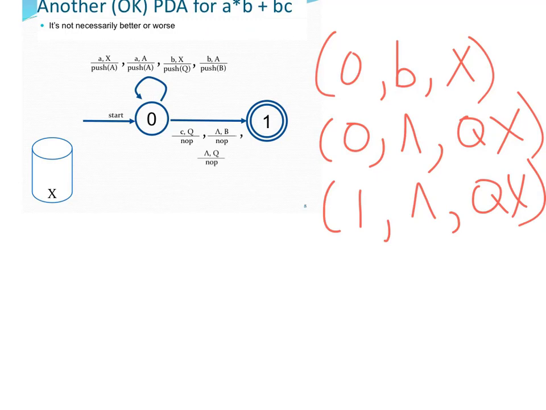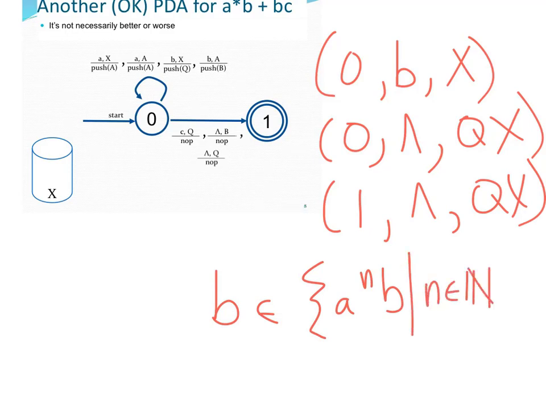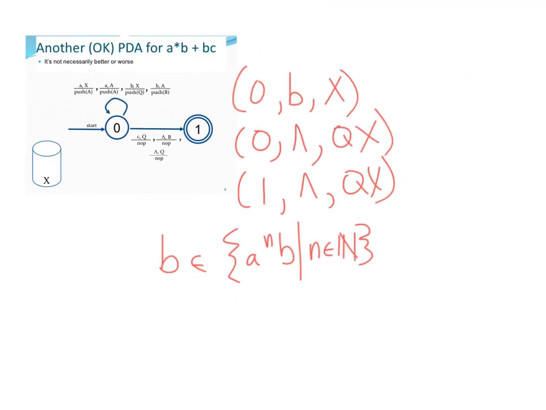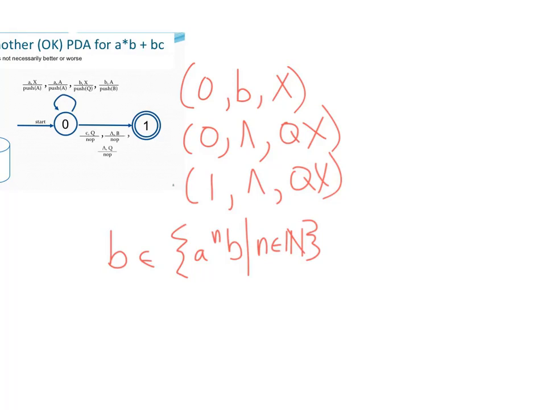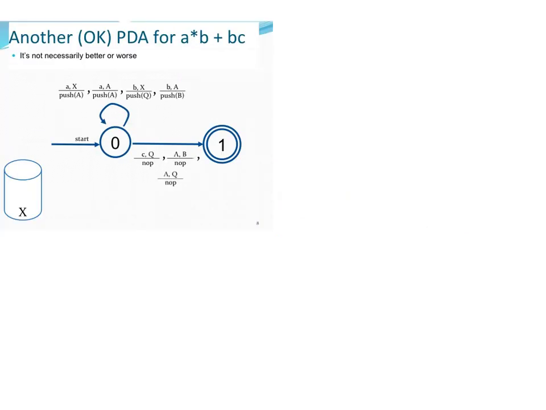So we might want to just write B is in the language, and maybe I'll write the language another way, right? So it's A to the N B such that N is in the natural numbers, and it is a set that's unioned with the set that just contains the string BC. Okay, so all good. Let's do one more example with this.